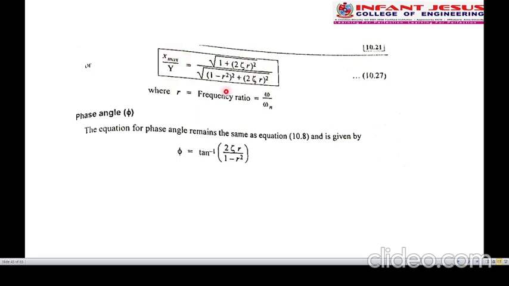For the derivation part, this is sufficient for us. You have to remember this formula for problem solving. Next we can see the phase angle phi. Already we have seen this formula: phi is equal to tan inverse of 2 zeta r by 1 minus r square. So this is the value for the absolute amplitude.